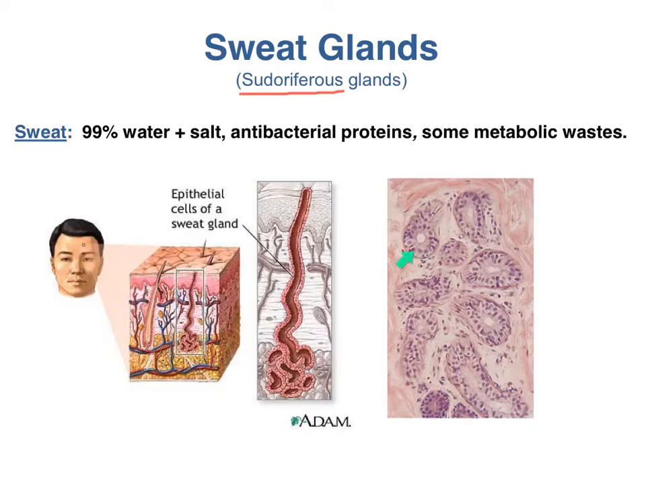Cut at all sorts of different angles. You may have some straight-on cross-sections where you can see the lumen in the center and the secretory cells around it, but most of what you're going to see are going to be oblique sections. You can still see a little bit of the lumen and the secretory cells around it.